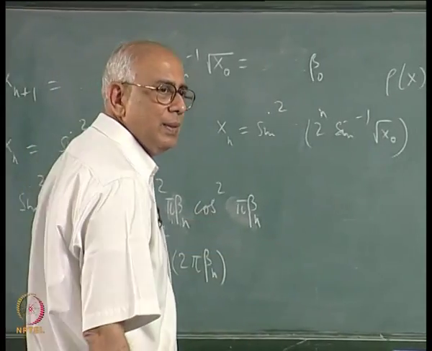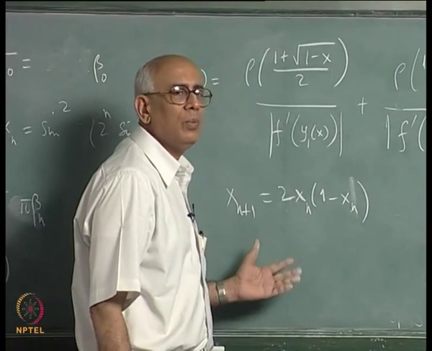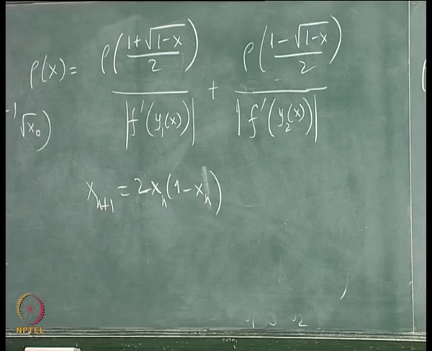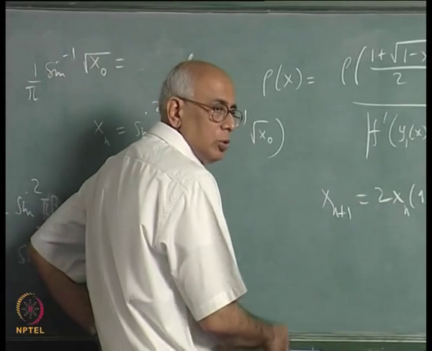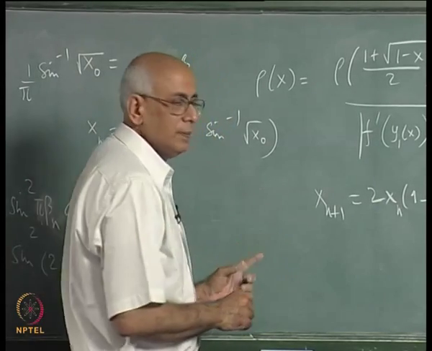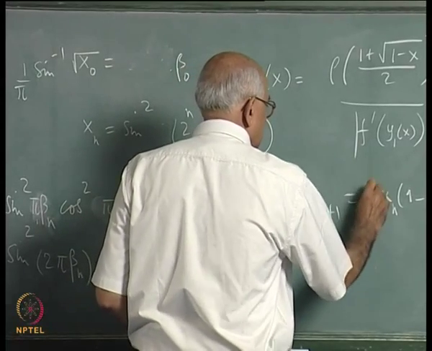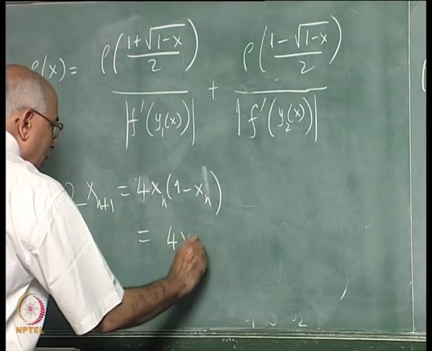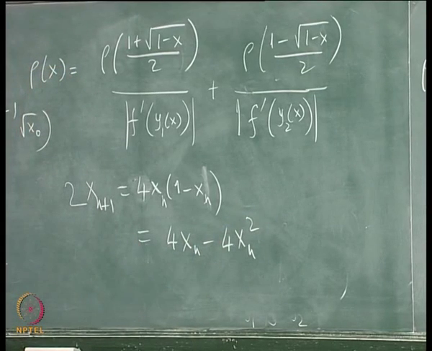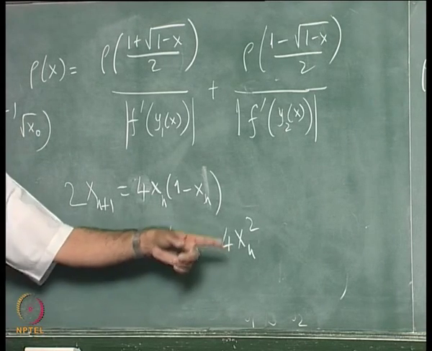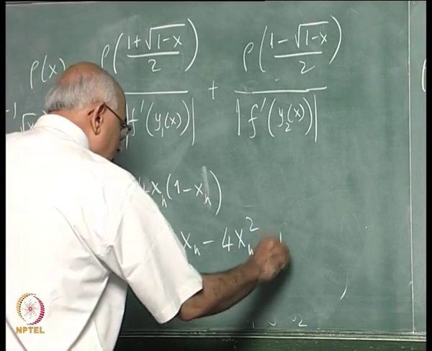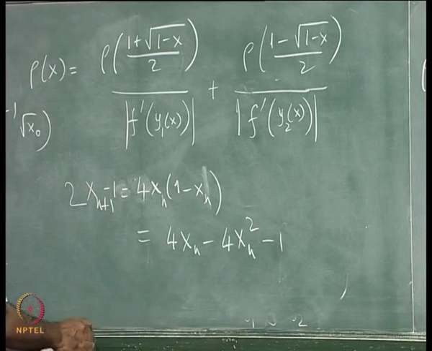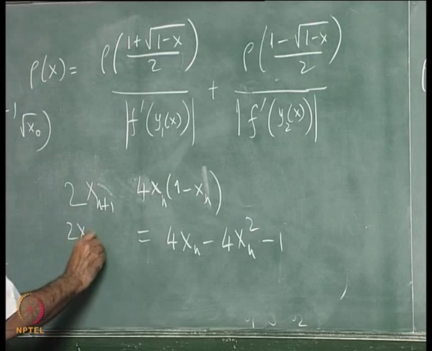What would you do? What does this suggest you do? Well, let me give you a hint. Suppose you multiply both sides by 2, what happens? Multiply this by 2, this becomes 4. What does it suggest for the right hand side? Let us write this out. So 4xn minus 4xn squared. What does it suggest? It suggests something very strong. Doesn't this suggest that you complete squares? What should I do to complete squares? So I do a minus 1 there and I get a minus 1 here. So 2xn plus 1 minus 1 is equal to that.